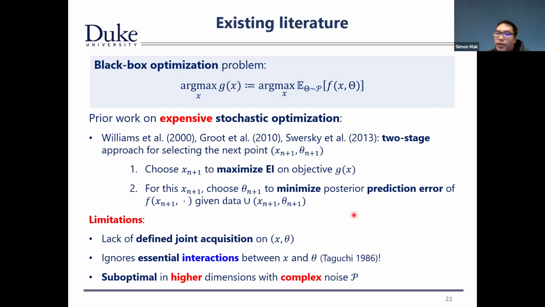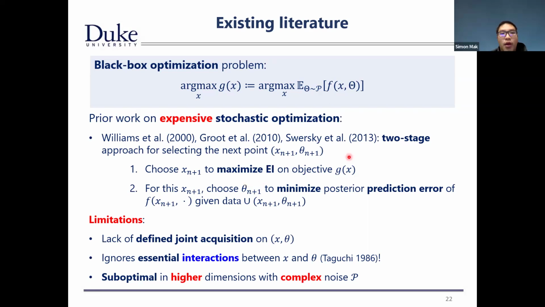So one thing that I didn't talk about was that there is a little bit of prior existing work on this problem of expensive stochastic optimization. Much of this work in the literature, I listed a few here, employs a so-called two-stage approach to select the next evaluation point xn+1, theta n+1. What they do is as follows. They first pick a point xn+1 to maximize some objective, and this can vary by different methods. Then for the fixed value that I optimized in step 1, I then optimize theta n+1 to minimize another criterion. That gives us our next point, and they repeat this iteratively to select subsequent points as well.